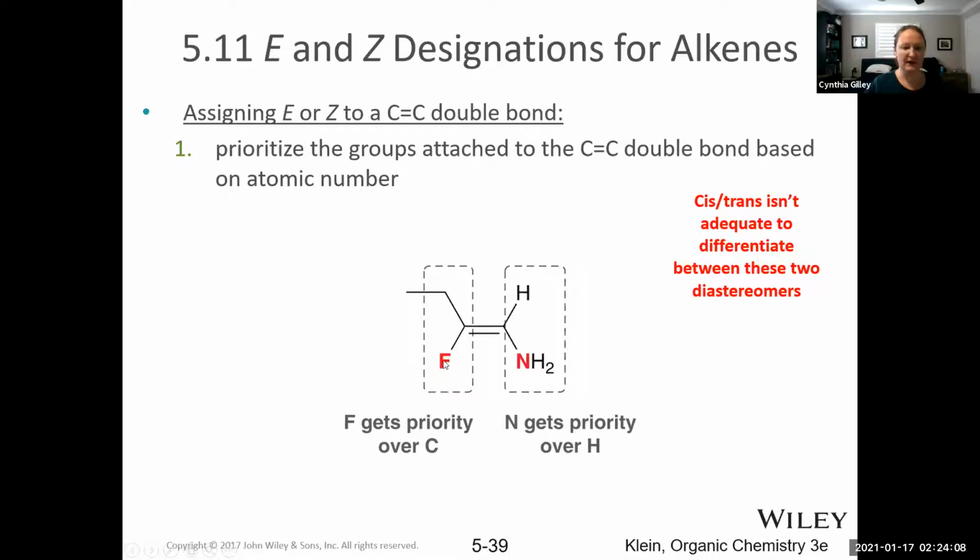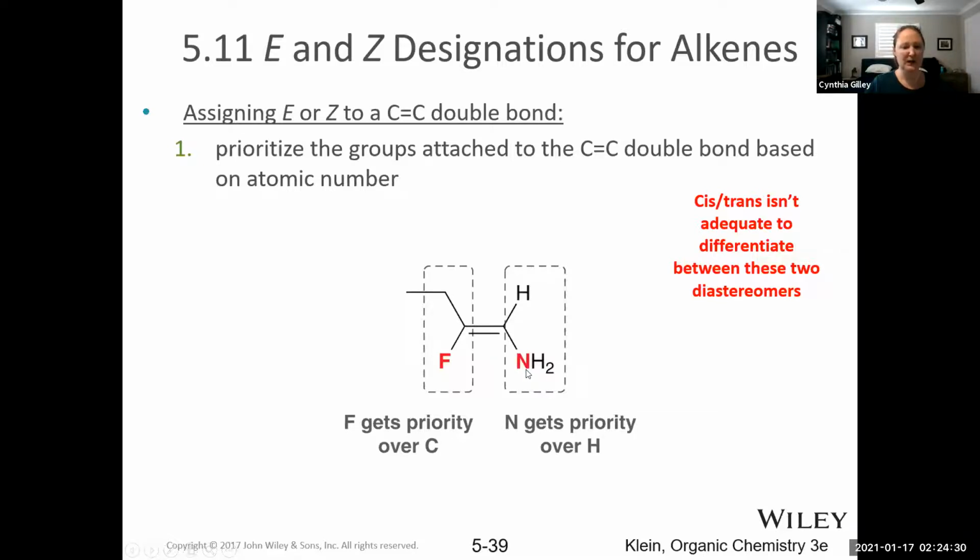Fluorine having a higher atomic number gets priority. On the second sp2 hybridized carbon, we're comparing nitrogen versus hydrogen. What's directly attached is what counts. Nitrogen having a higher atomic number gets priority over hydrogen. So the two groups with priority are the fluorine and the nitrogen, shown here in red.